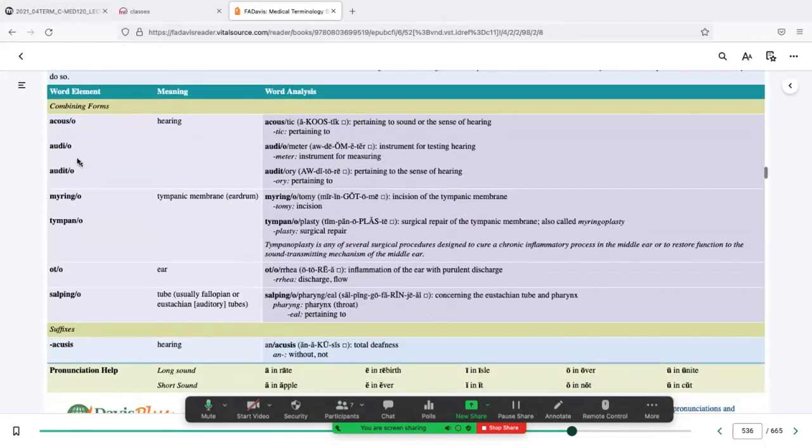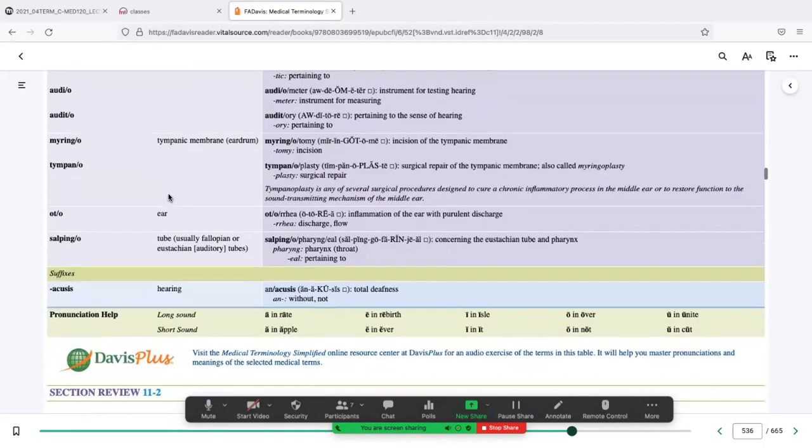Acoustic, pertaining to hearing. Audiometer is an instrument that will measure your hearing in the Department of Audiology, where they will perform an auditory hearing test. Tympanic membrane, which is your eardrum. Sometimes I have to cut it because it's damaged. That's a myringotomy. And then I perform something called a tympanoplasty, which will repair my eardrum or the patient's eardrum.